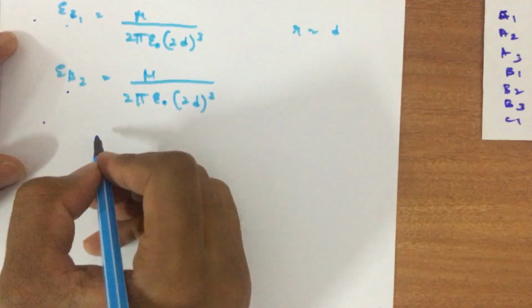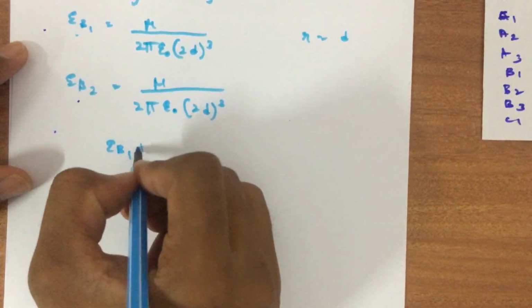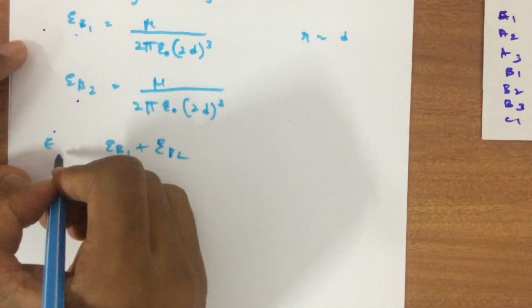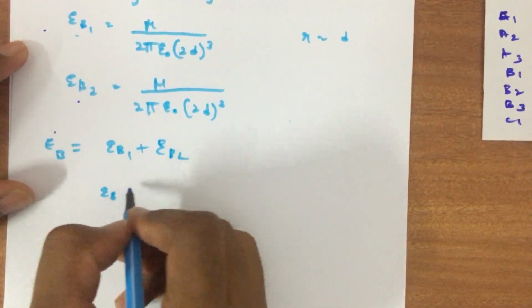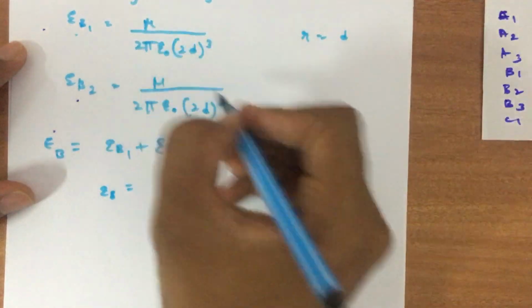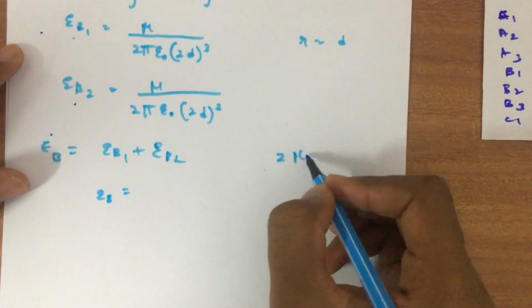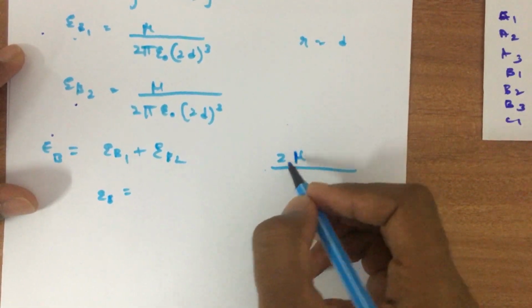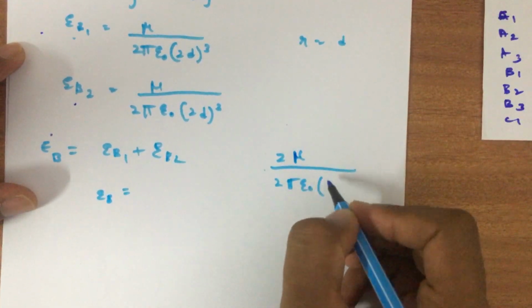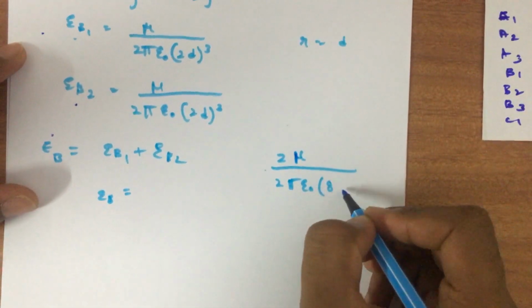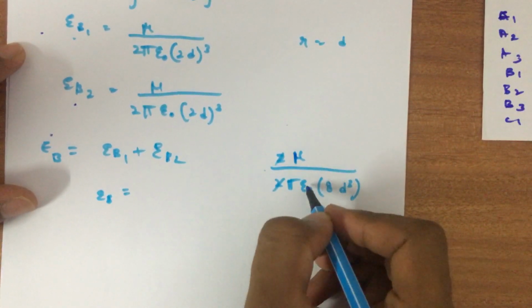Okay, so here we need to focus. If I add both EB1 plus EB2 in order to get EB, the total, so what will happen? EB will be equal to, any guess? Nothing, it's same. See here this 2, what will happen? 2 mu divided by, so what will happen? This will be as it is, 2 pi epsilon naught, this will become 2 cube which is equal to 8, and this will become d cube.